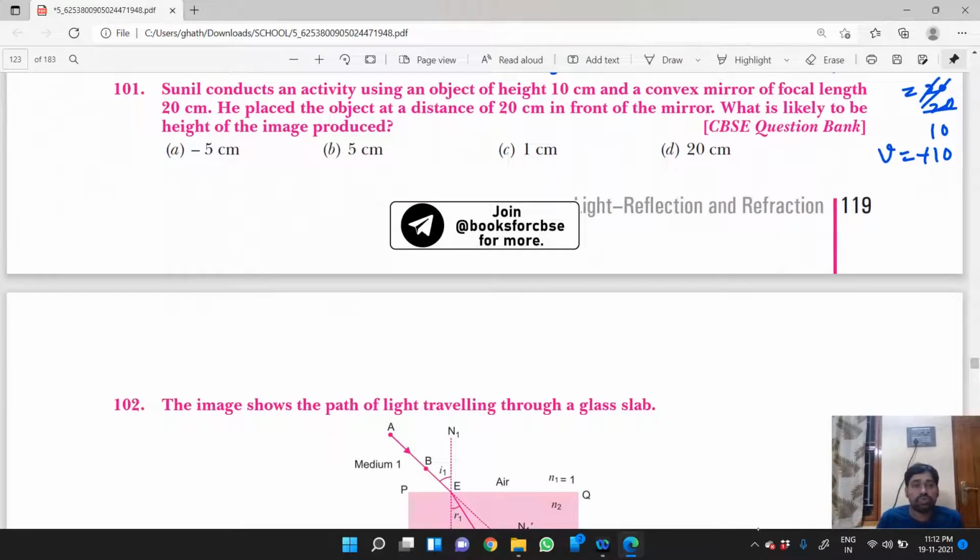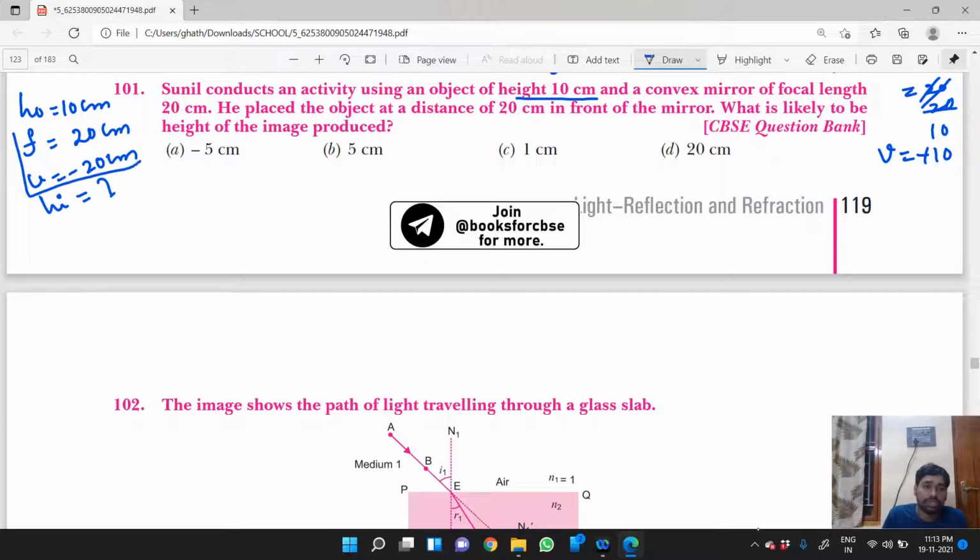Next, Sunil conducts an activity. Object height is 10 centimeters, so ho is 10 centimeters, and a convex mirror of focal length 20 centimeters. Convex is positive, so it is 20 centimeters. He placed the object at distance u equal to minus 20 centimeters. What is the likely height of the image produced? As I already told you, you can remember now that the image distance v is equal to f by 2, which is 20 by 2, that is 10 centimeters.